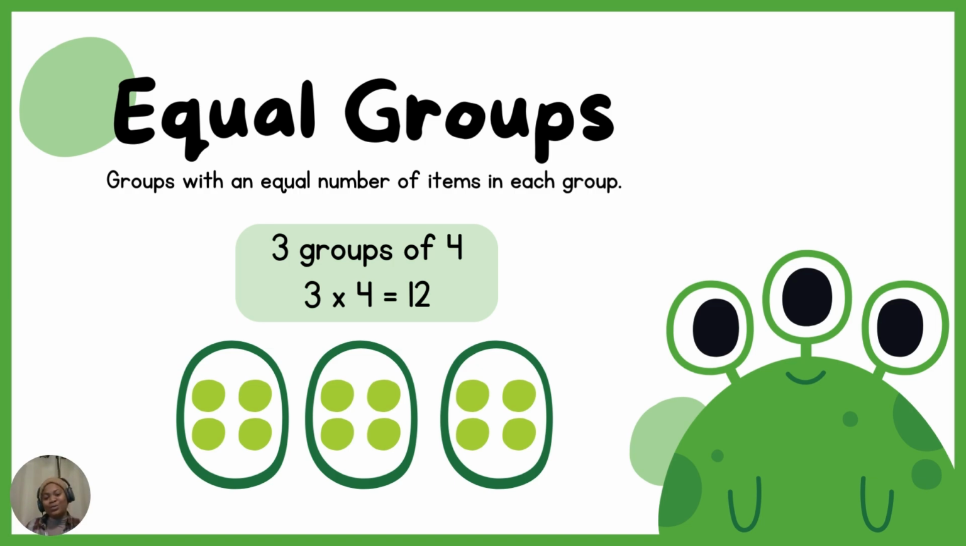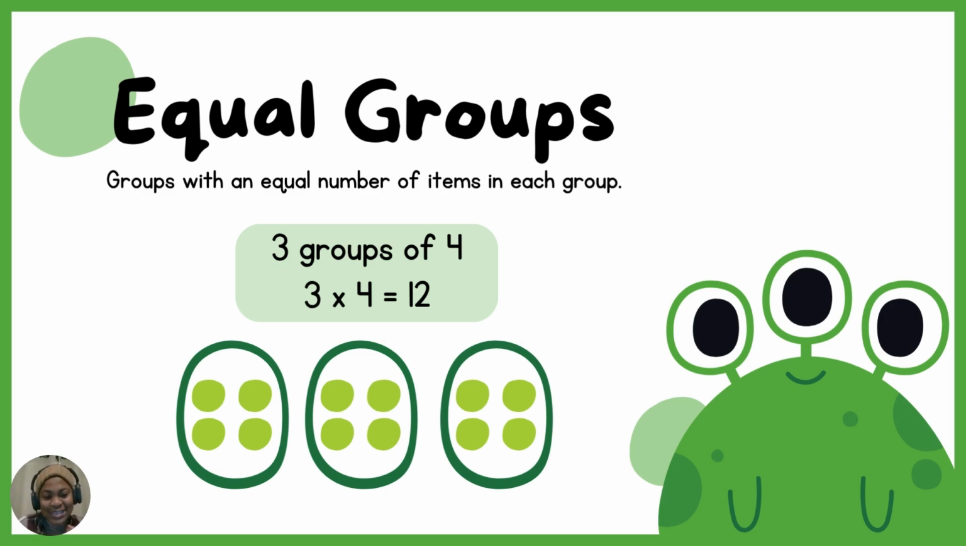Now, equal groups simply means groups with an equal number of items in each group. For example, there are 12 green dots on the screen, and these 12 green dots have been grouped into fours. And when we group them into fours, we are going to get three groups of fours. So that would mean three groups of fours would equal 12 green dots.